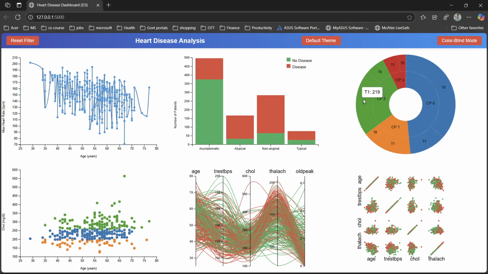And the third one is the sunburst chart. This is a hierarchical visualization where the inner ring represents the chest pain types and the outer ring shows disease presence within each type.